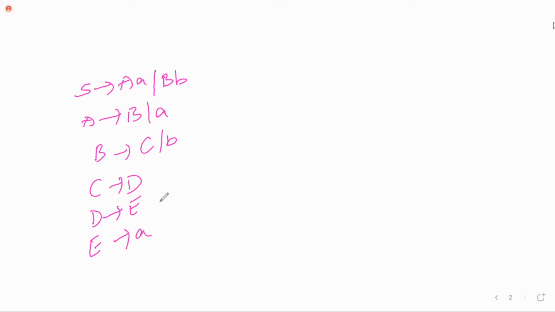Will you do it? Will you remove the unit productions? Will you try at least? Will you try to remove the unit productions? If you are unable to do it, I'll tell. Will you try, ma'am? Say yes or no. Ma'am, now we have to get S in terms of the other variables. You have to remove the unit productions. Okay, ma'am. Please try, all of you.